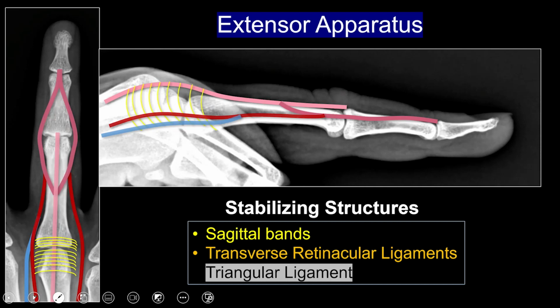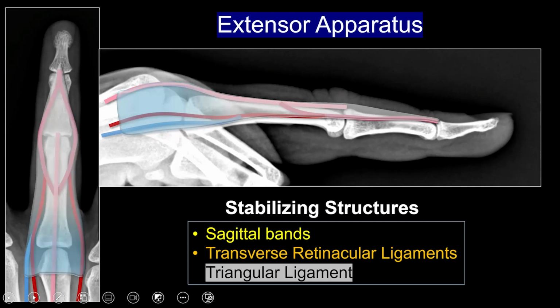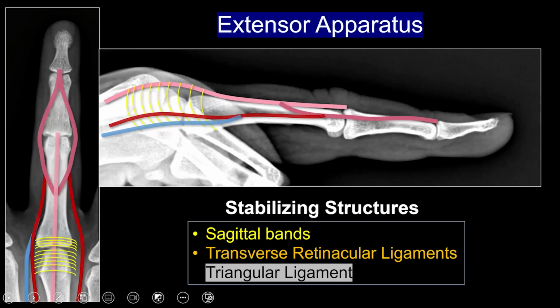So if you look proximally at the level of the metacarpophalangeal joint, we have the sagittal bands. Now these sagittal bands arise from the volar aspect of the metacarpophalangeal joint, where the volar plate is situated. So the sagittal band takes origin from the volar plate as well as from the transverse carpal ligament. They traverse on either side of the metacarpophalangeal joint, and they pass on the dorsal aspect of the extensor tendon. So that's the stability that the sagittal bands provide to the extensor tendon.